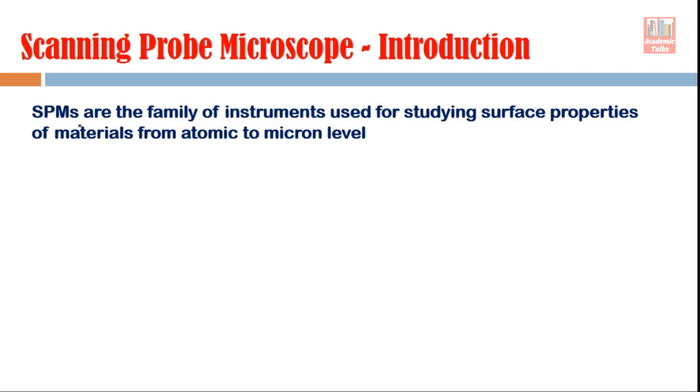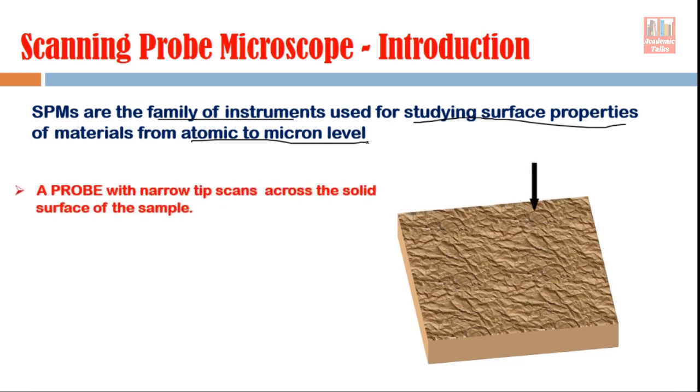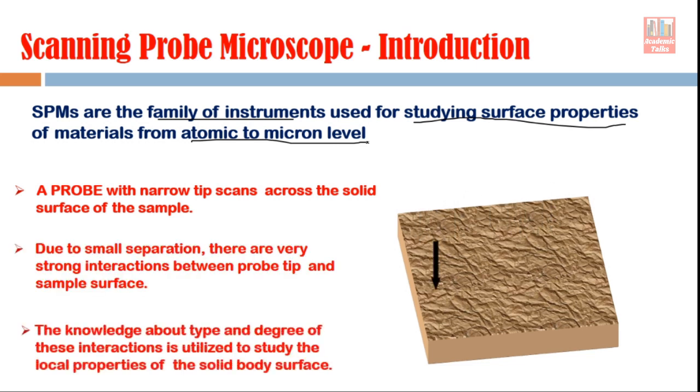about atomic force microscope. You know, SPMs are actually a family of instruments which are used to study the surface properties of materials from atomic to micron level. In SPMs, a fine, very sharp probe tip scans the sample surface just like this. And when it is scanning the sample surface, it interacts with the sample at each and every point. And if we have some information about the type of interactions which are taking place between the tip and sample surface and the degree of those interactions, then this information can be utilized to study the local properties of solid body surfaces.